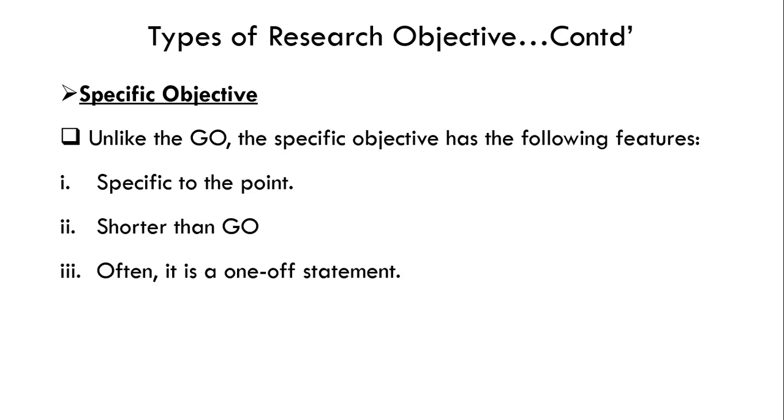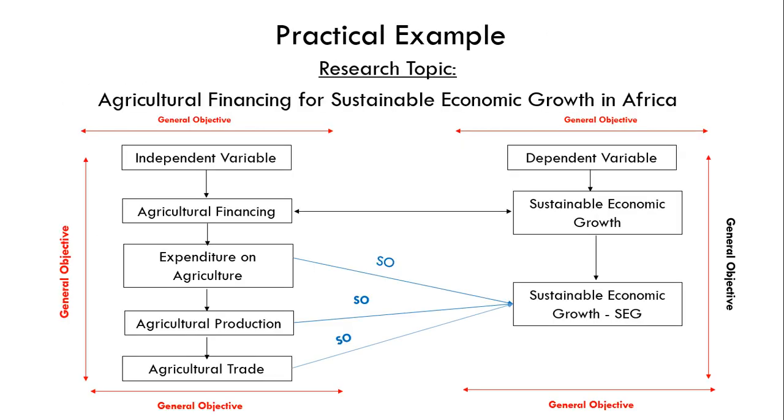It is a one-off statement or objective as compared to the general objective. So the difference you find is that while a general objective can be a long or slightly shorter essay, the specific objective is often a one-off statement when you are writing your research.